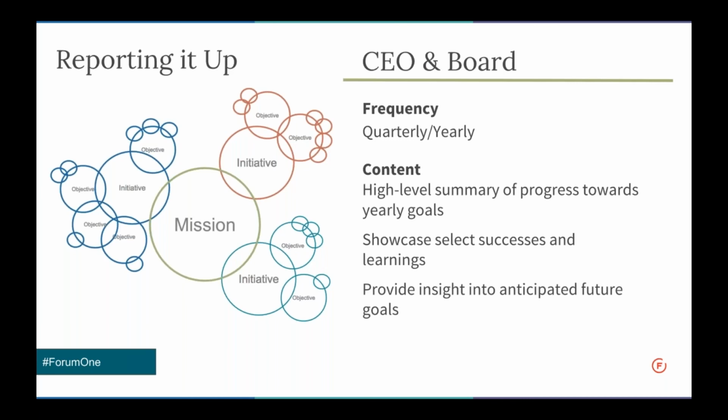So reporting it up to the top level, this is where you want a one-pager. This is where you want to have one page, either quarterly or yearly, that really sums up the overall high-level progress towards your yearly goals. This is where you're able to reflect back on those targets that you set. You're able to showcase what you learned and the successes that you did over the year or that quarter or that reporting period. And you're able to provide that insight into anticipated future goals.